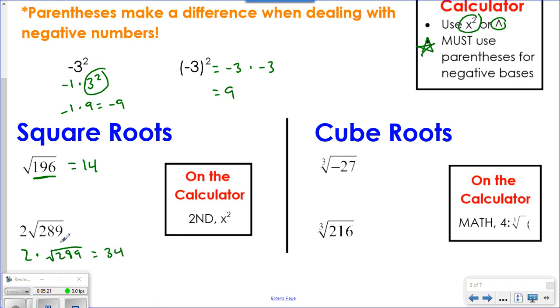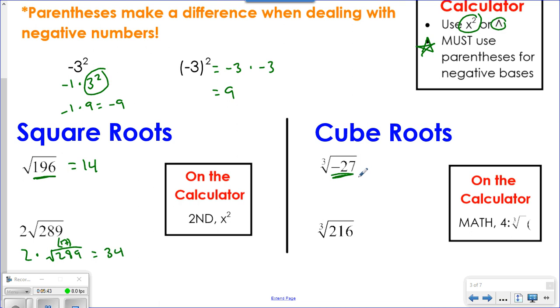The square root of 289 is 17, so 2 times 17 is 34. Cube roots are the same idea, except we're saying what times itself 3 times gives us the number underneath. And we're allowed to have negatives underneath here, because now we can have negative times negative times negative to get us a negative answer. We will never have a negative underneath the square root.